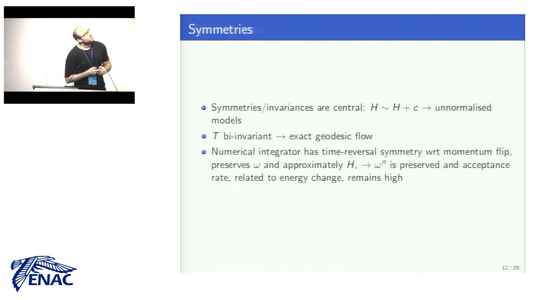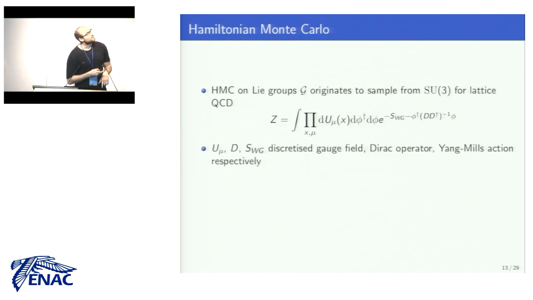And basically some other properties of Hamiltonian systems are what makes the numerical integrator have a very simple accept-reject step with no Jacobian appearing. So all this symmetry plays a very important role in HMC.